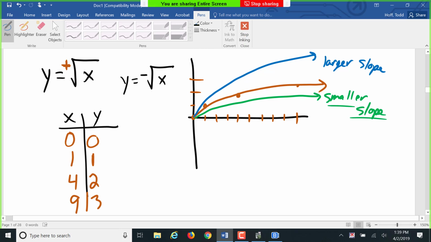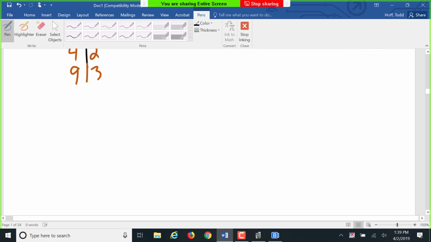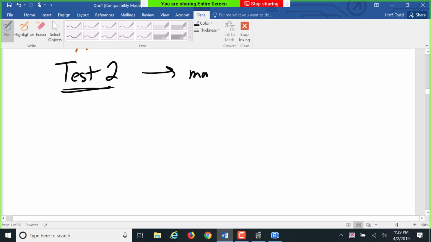So that's where we're going to pick up tomorrow. We're going to talk about these graphs and different shifts and rotations that can happen to them. And then if there's time tomorrow, we are going to review for test 2. Remember, test 2 is on Monday, April 8th. I have to double check. It is April 8th. Sorry.